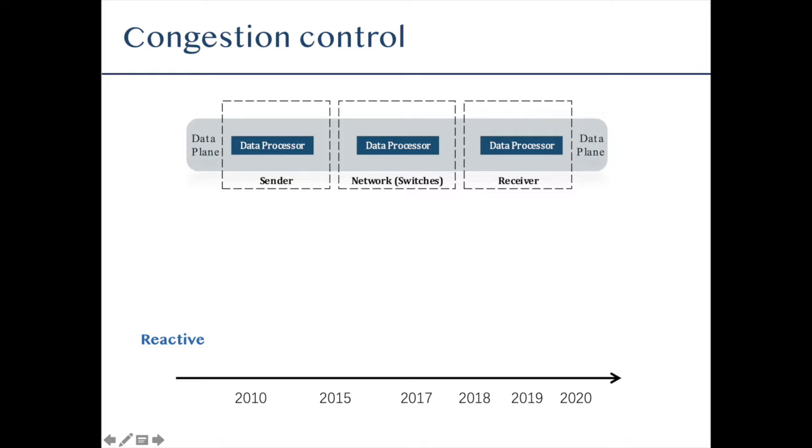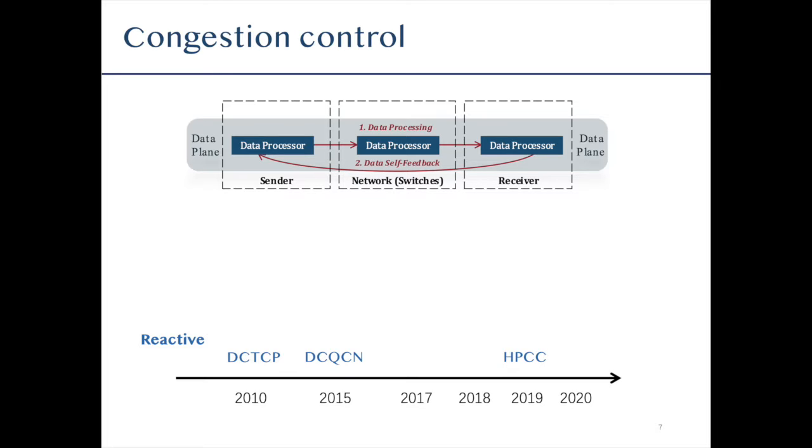At first, I will introduce the reactive congestion control and abstract their working processes in the data plane. DC-TCP, DC-QCN, and HPCC are working in the same way. They manage congestion based on the in-network feedback. The switch data processors attach congestion information to the data packets and deliver them to the receiver.